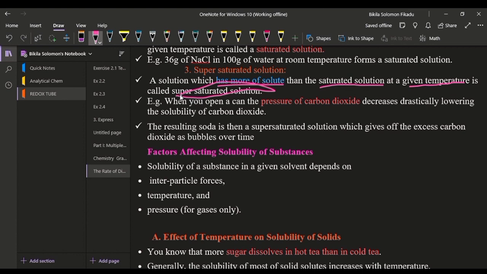So for example, when you open a can, the pressure of carbon dioxide decreases. So in this time the solubility of carbon dioxide becomes lower.